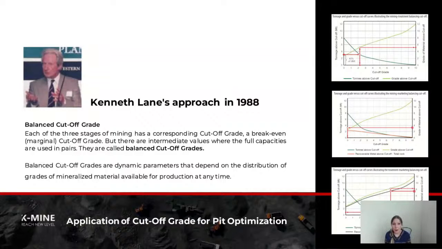Balanced cutoff grades are dynamic parameters that depend on things like the distribution of mineralized material grades, and they are available for production at any time. But the role of the cutoff grade as a balancing tool is, even though it's understood, usually not used very often, and that's because cutoff grade is regarded as a strategic parameter, and a lot of managers refuse to use it for tactical purposes.